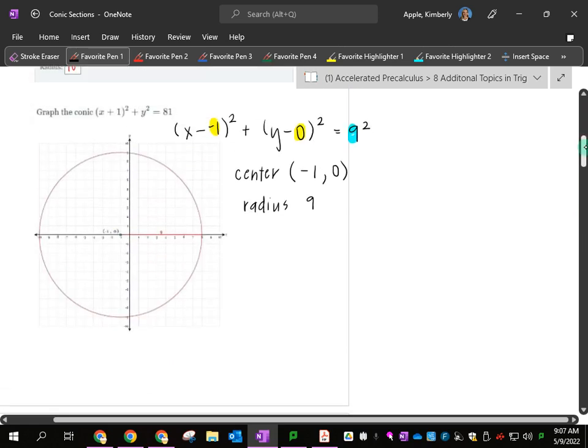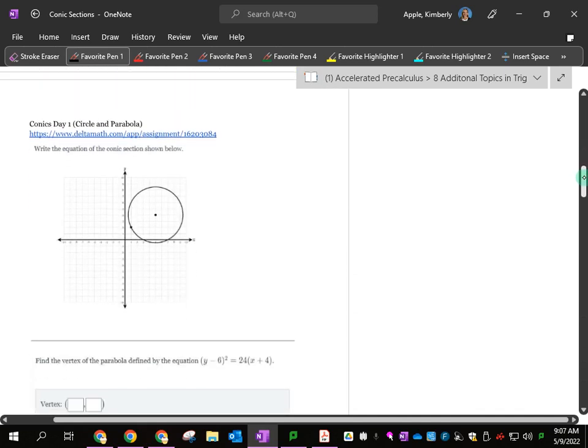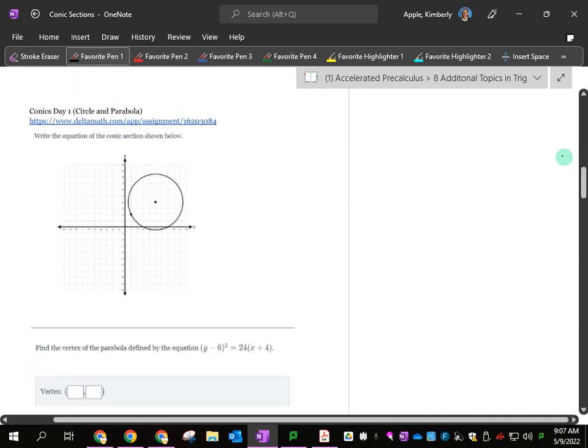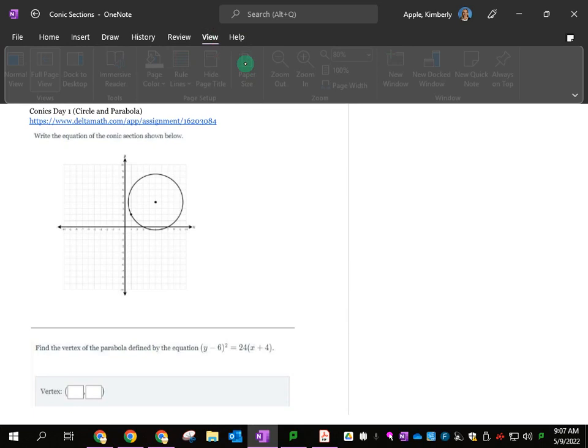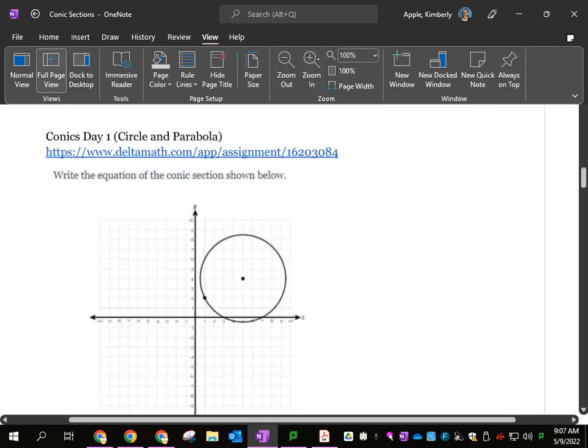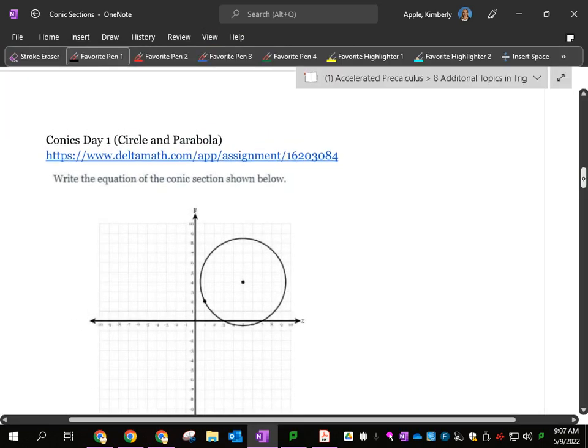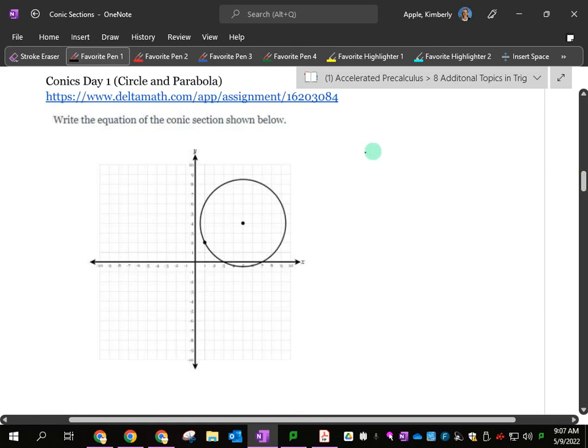All right, questions so far about circles? This should be a review from last year. So now it's turning it around on you and giving you the graph of a circle, and it's asking you to write the equation. Remember, this is (x minus h) squared plus (y minus k) squared equals r squared, where the center is h, k.